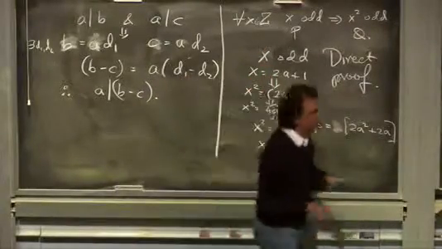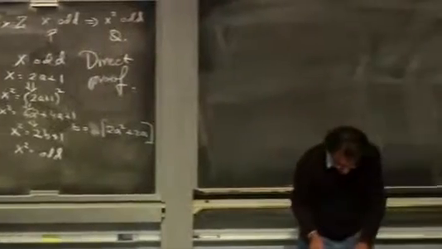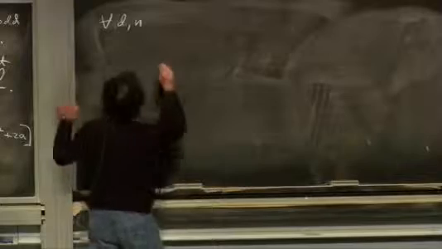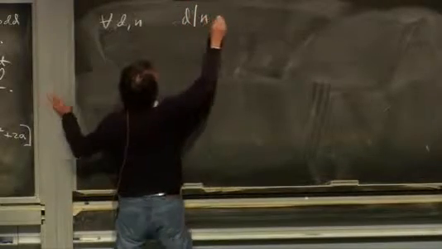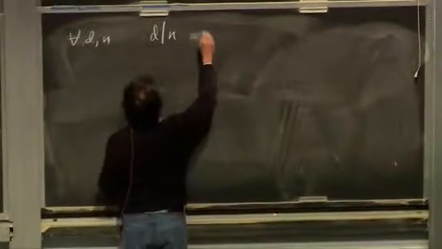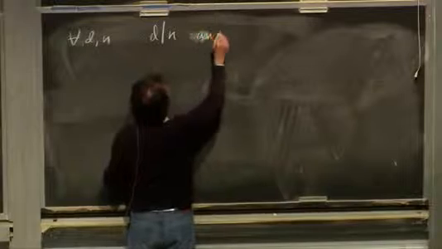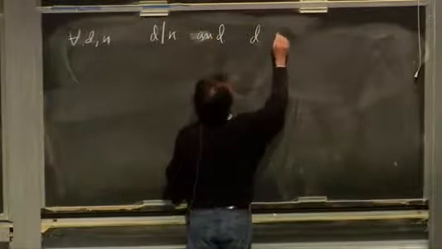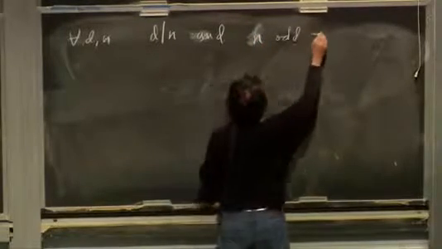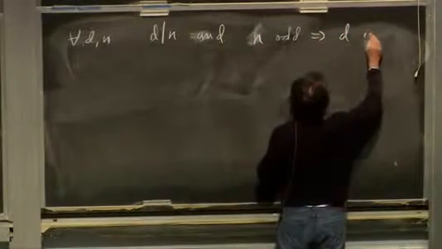Okay. All right. So now let's say we are proving the following statement for all d, n. If d divides n, and n is odd, then d is odd.